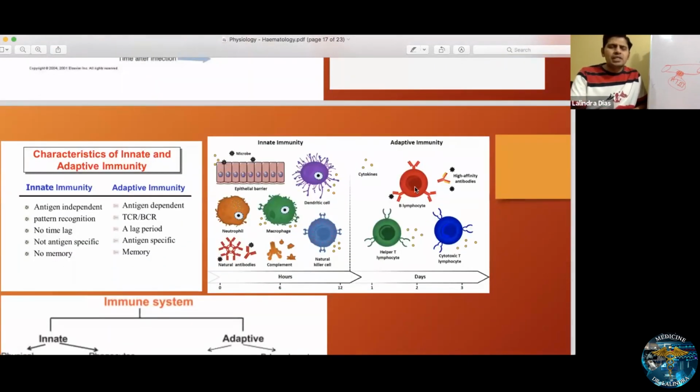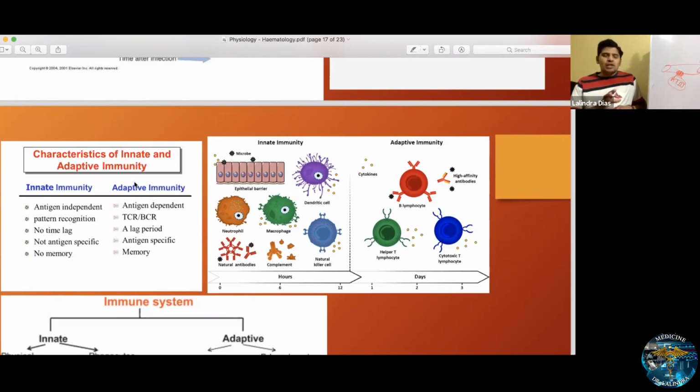Okay, so more pictures showing and explaining innate immunity versus adaptive immunity. Just look at these quickly. Characteristics of innate and adaptive immunity. Innate immunity, I told you, is antigen independent. Adaptive immunity you get only after being exposed to a bacteria, a virus, or a fungus.